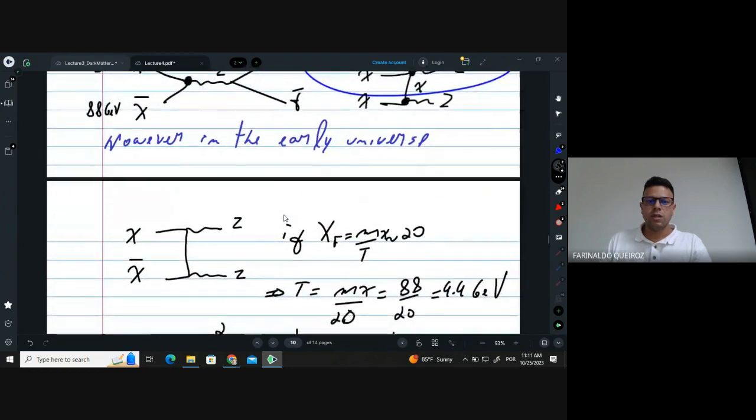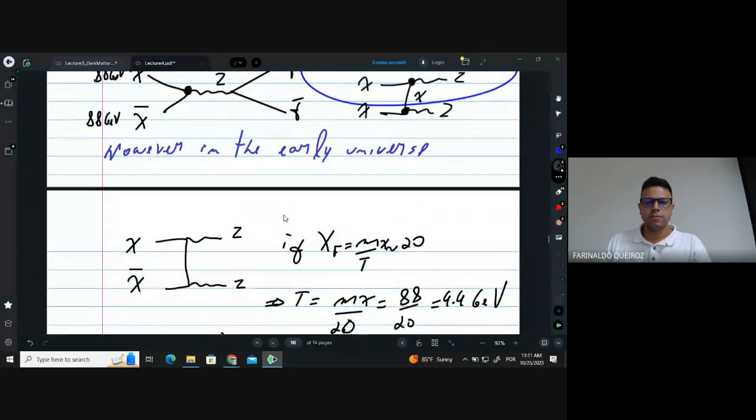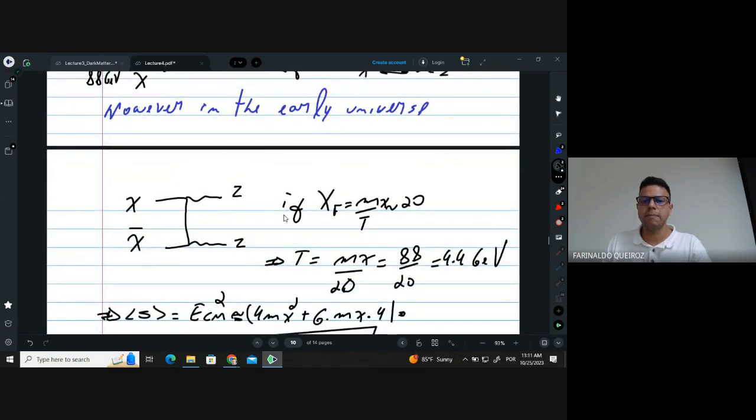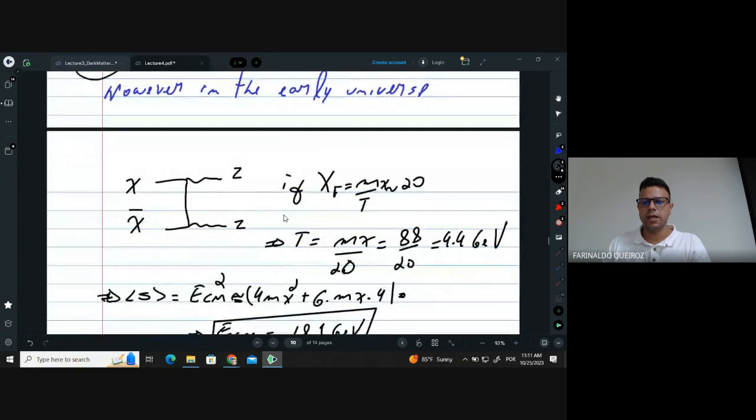Okay, so now picking the value I chose, chi chi bar to ZZ. So x_F is m chi over T, which should be around 20. Okay, so that's the exercise I did. So the temperature at which the freeze-out happens is m chi over 20. I took m chi as 88 GeV here. I put 88 divided by 20, gives me 4.4 GeV.